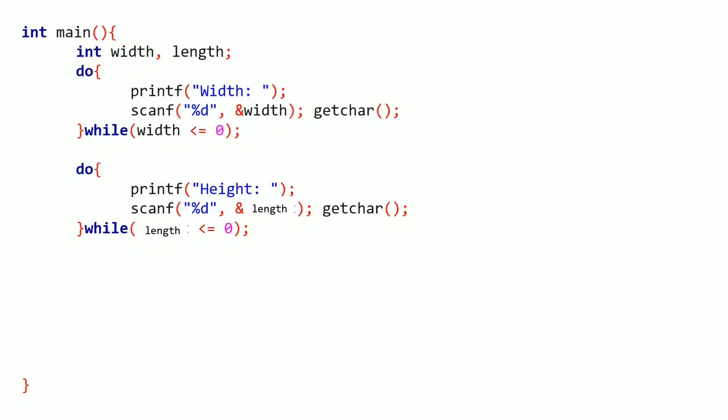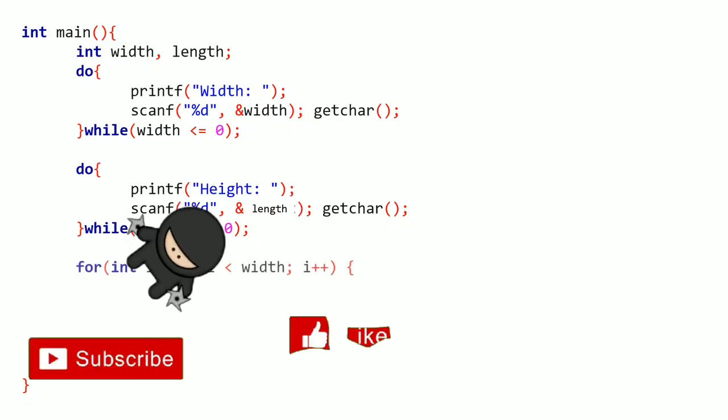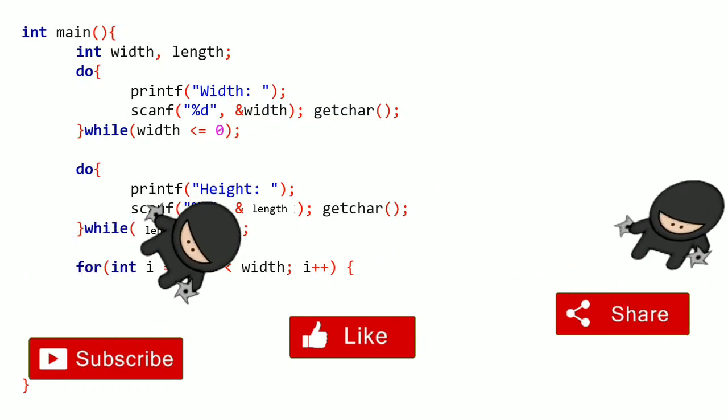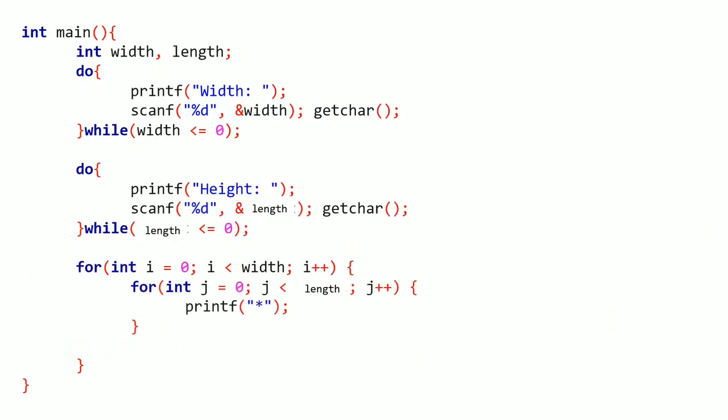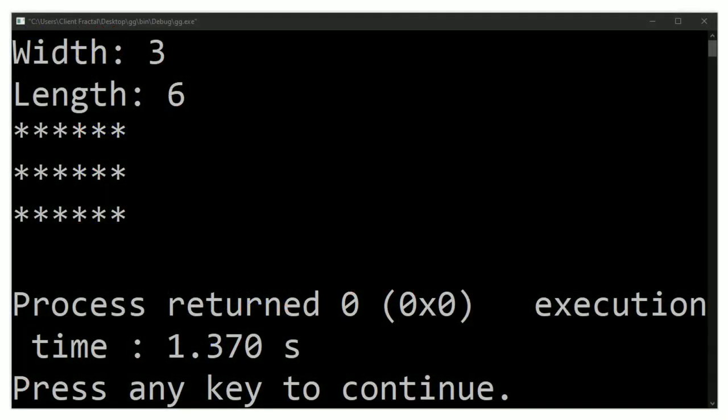And now the outer loop represents the lines, so we put the width, and the inner loop represents the columns, so we put the length. And inside we print the star, and after each line we put a line break to start a new line. And now we compile. If we choose width 3 and length 6, we get this rectangle.